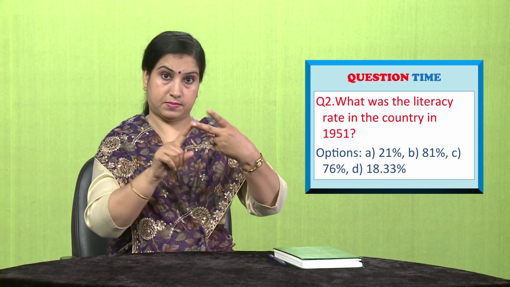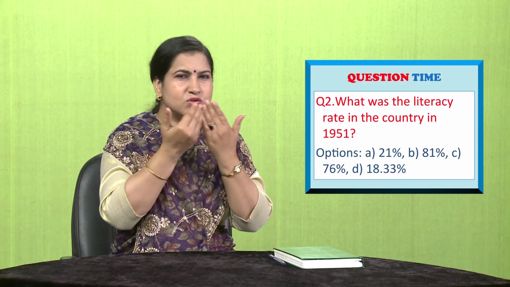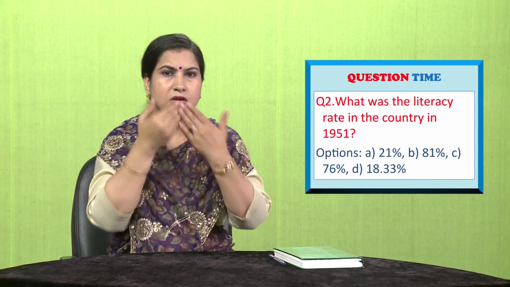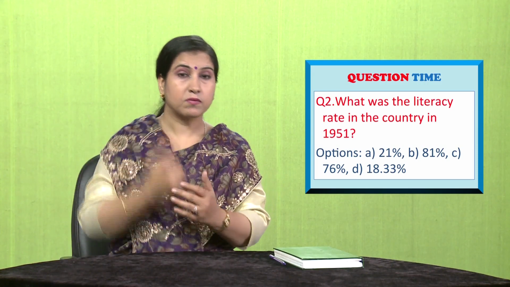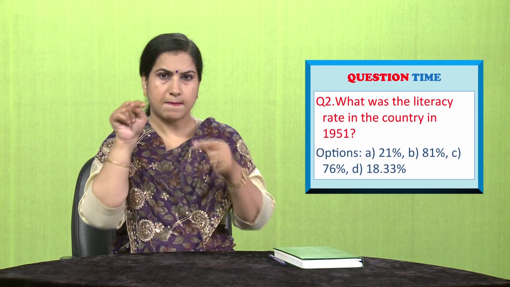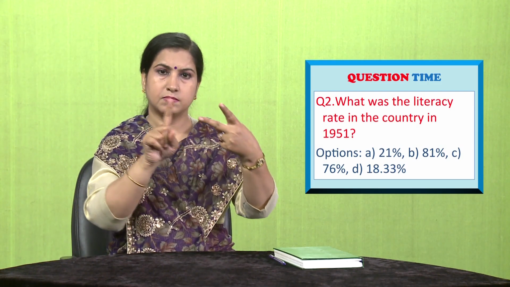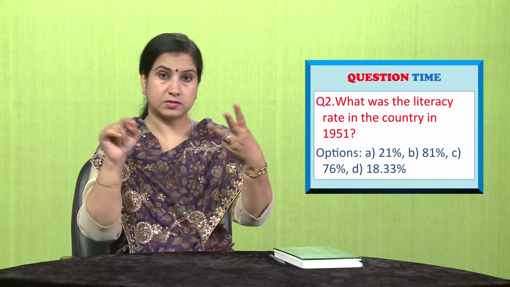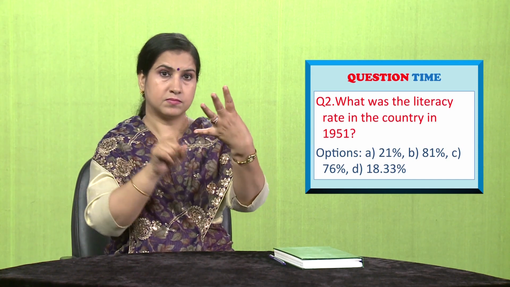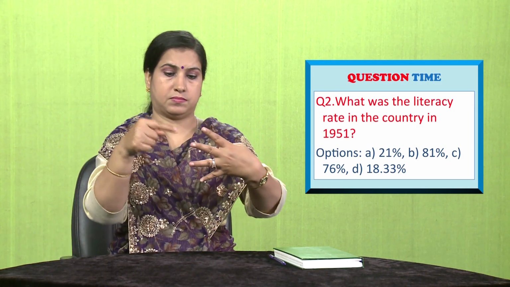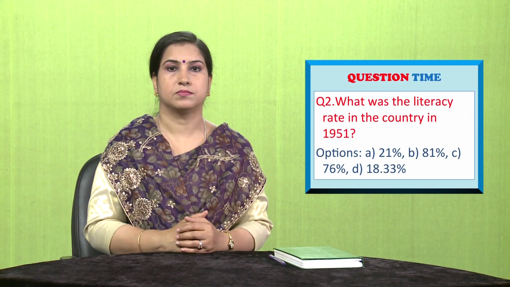Question 2. What was the literacy rate in the country in 1951? Your options are 21%, 81%, 76%, 18.33%. Answer is 18.33%.